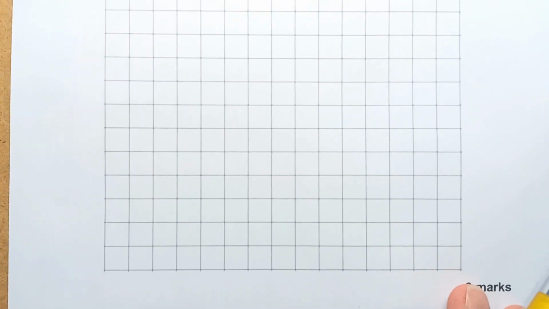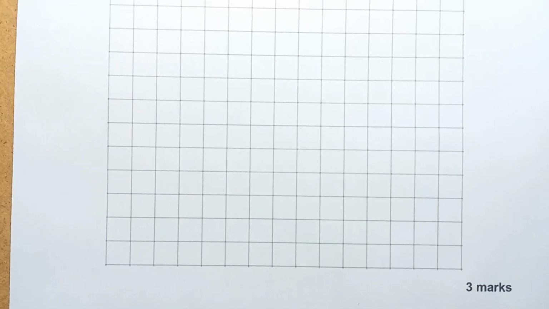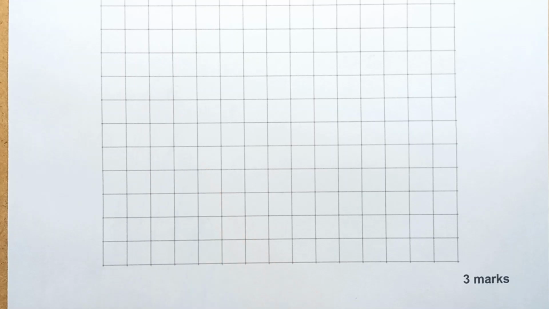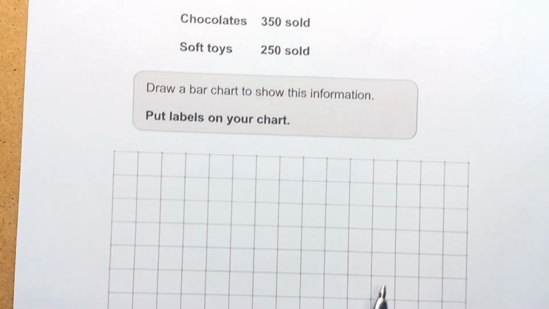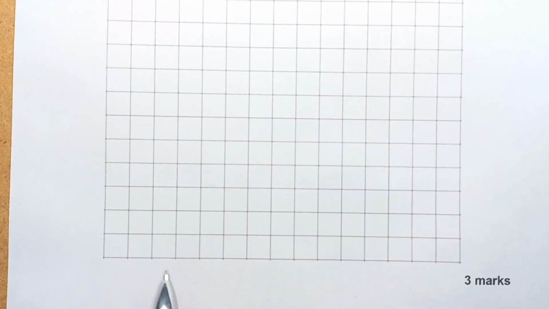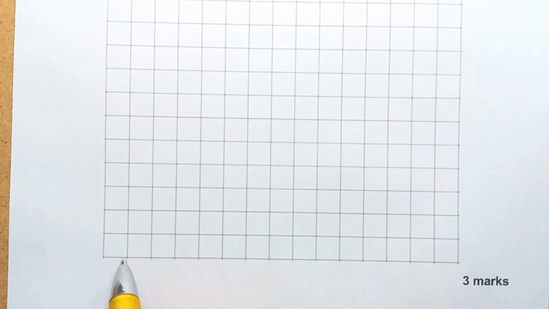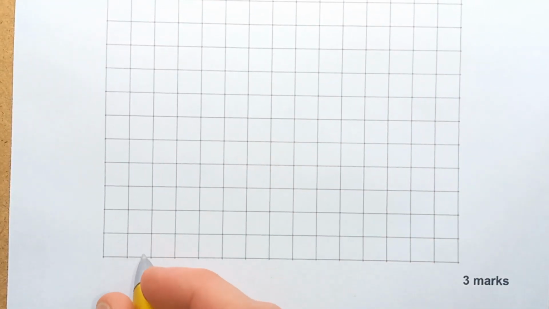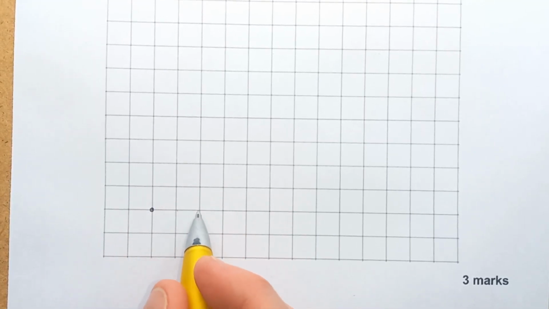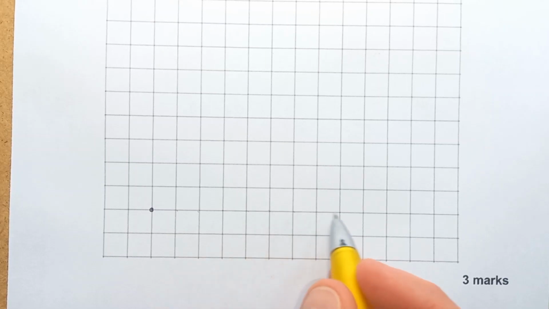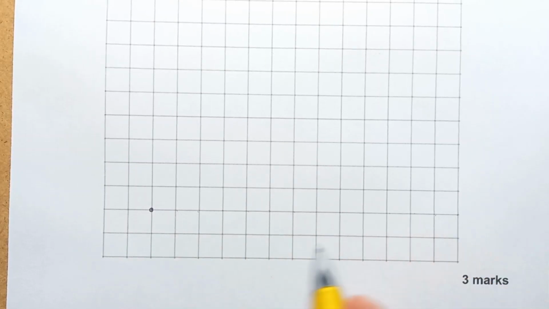Okay. So we've got to think about which way we want to do the bars. They can go across, but normally we would have the bars going up. So I'm going to do mine going up. Now, we've got balloons, chocolates and soft toys. So we've got 3 categories here. So I'm going to think, how many squares do we want for each category? Well, if I'm going to start my chart here, so we've got 1, 2, 3, 4, 5, 6, 7, 8, 9, 10, 11, 12, 13.